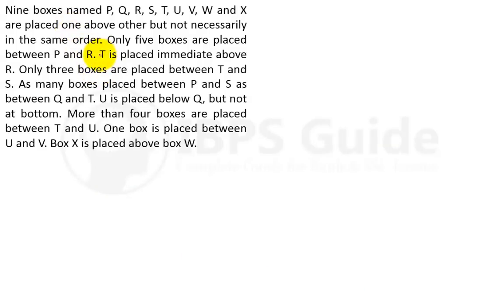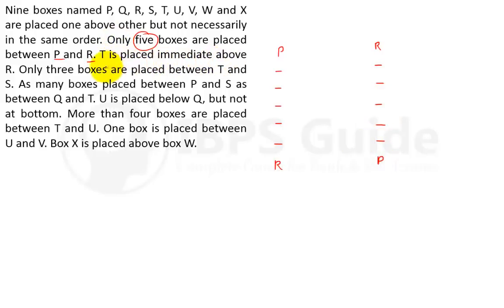So this is a box based puzzle which was asked in IBPS PO 2018 first shift. 9 boxes named P, Q, R, S, T, U, V, W, X are placed one above another, but not necessarily in the same order. Only 5 boxes are placed between P and R. So two conditions are there: P, 1, 2, 3, 4, 5, and R is here; and the second condition is R, 1, 2, 3, 4, 5, P is here.